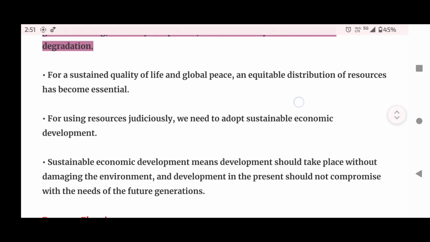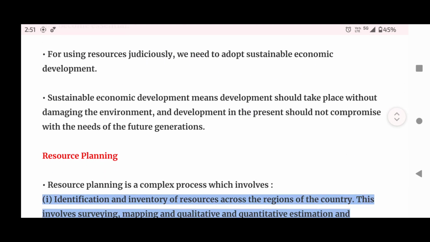For a sustained quality of life and equitable distribution of resources has become essential. For using resources judiciously, we need to adopt sustainable economic development. Sustainable economic development means development should take place without damaging the environment, and development in the present should not compromise with the needs of the future generation.